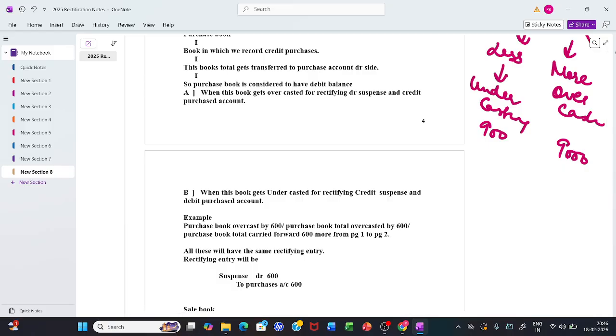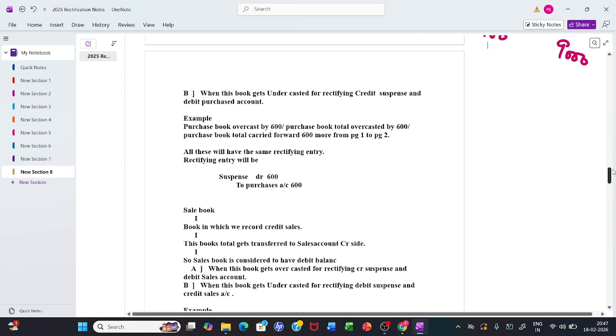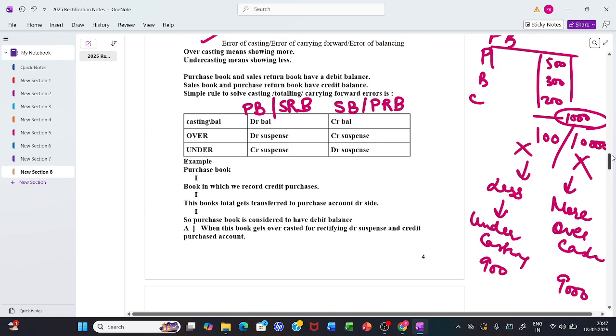Now when we do that, we follow one rule. We have a shortcut table for this. If we learn this one table, we can handle it. So the books which have debit balance are purchase book and sales return. If they get overcasted, debit suspense and credit their account. Purchase book, purchase account. Then sales return book, sales return account.